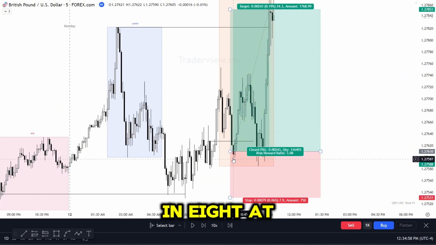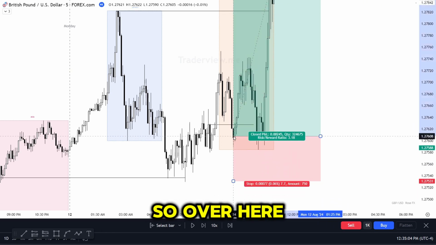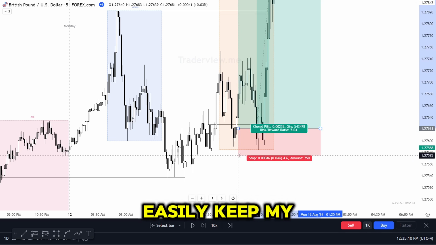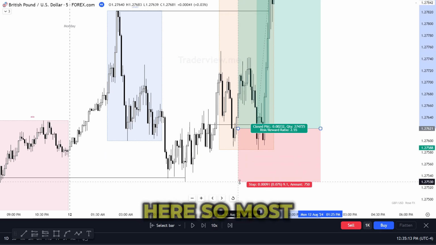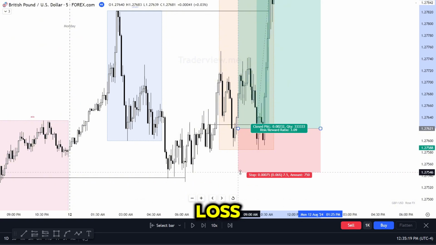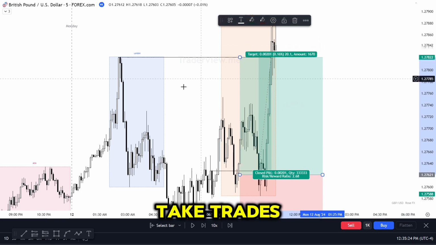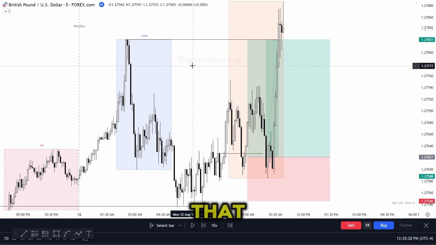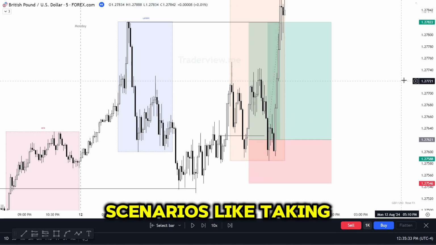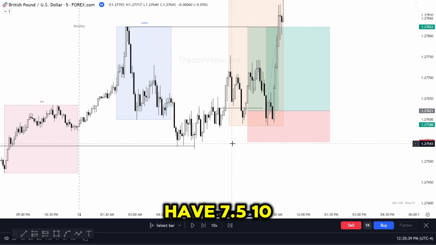So I have taken this trade in at 8:45, but it's better if you are willing to take trades at 10 o'clock. So over here, guys, it is also an order block, right? This place is also an order block, and I can easily keep my stop loss below over here or else over here. So most of the time I recommend you guys take like 5 pips, 7 pips stop loss, because if you are willing to take trades holding more, it's better to use a larger stop loss in logical areas. But in these scenarios, taking quick easy outs like this, it's better to have 7.5, 10 pips stop losses.